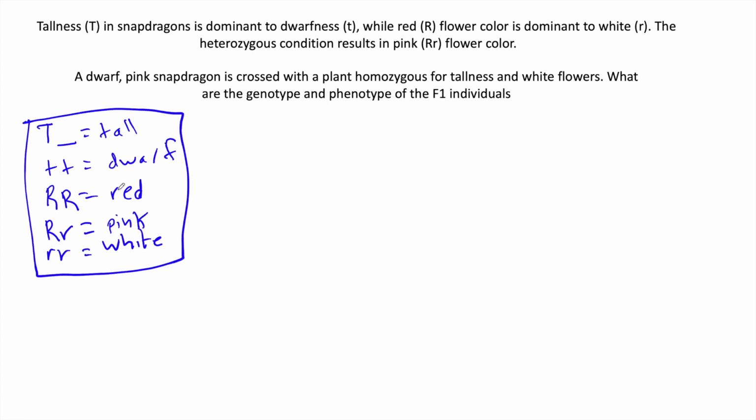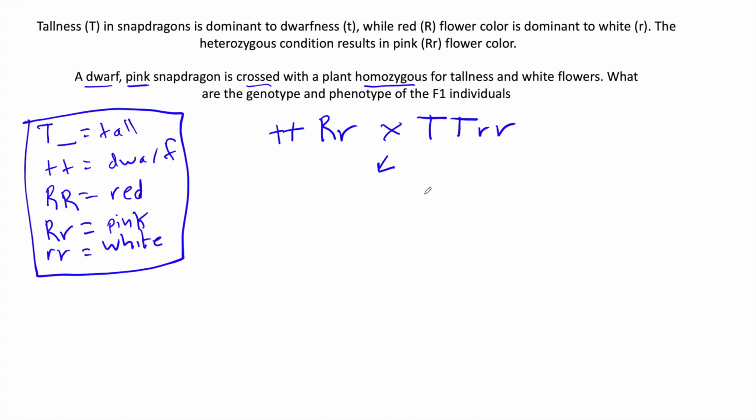All right, so now that I have my key, I'm going to read the question, and then I'm going to draw out what I'm reading. So I start out with a dwarf, okay, which according to my key means they're little t, pink, which according to my key is big R, little r. Snapdragon that's crossed with a plant that's homozygous for tallness. Tallness would be big T dash, but it tells you it's homozygous, so it has to be big T, big T. And white flowers, white is 2 little r's. Okay, and then what are the genotypes and phenotypes of the F1 individuals?